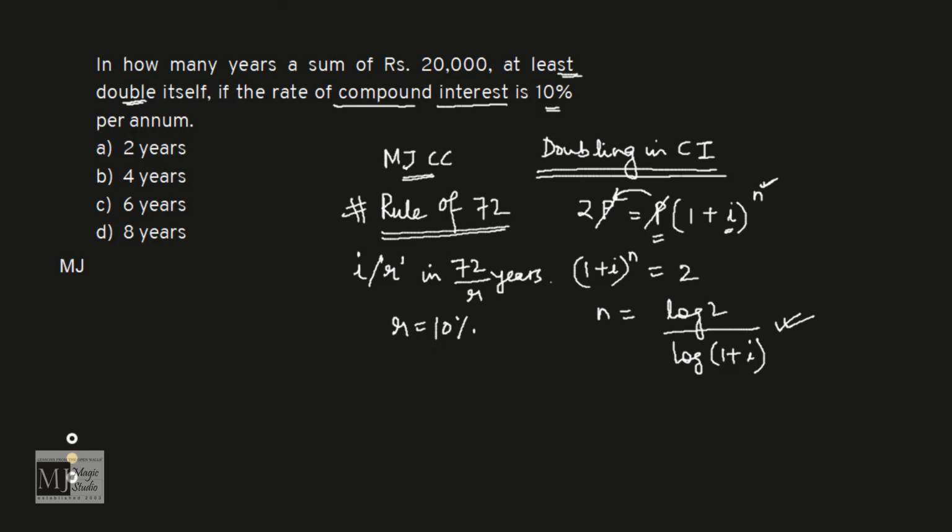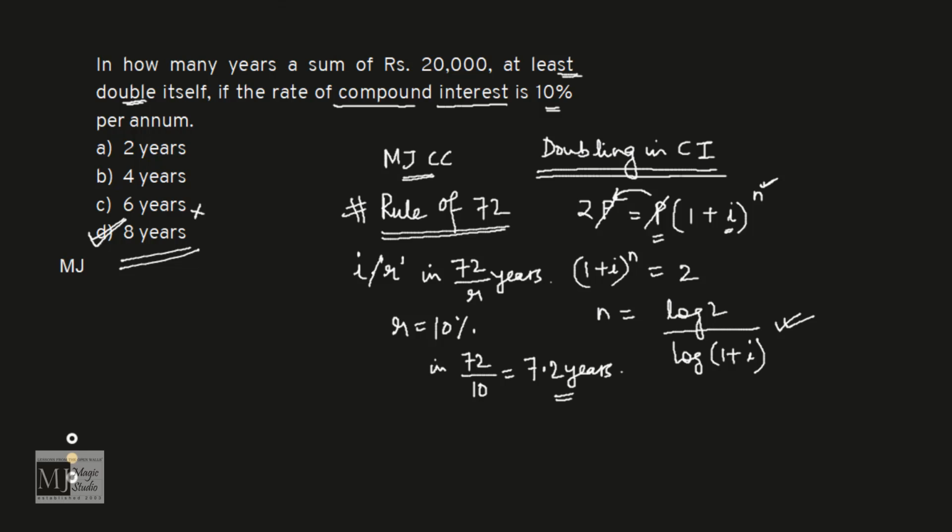That means the sum of money which we have invested, 20,000, will double itself in 72 by 10, that is 7.2 years. Now, what is the question? In how many years a sum of rupees 20,000 at least doubles itself? In 7.2 years, it will be 40,000. That means by the end of 6 years, it is not 40,000, but by the end of 8 years, it is more than 40,000. So in this case, the answer would be 8 years. The least number of years required to have your money at least double is 8 perfect years. In this case, we'll choose 8 years just by using the rule of 72.